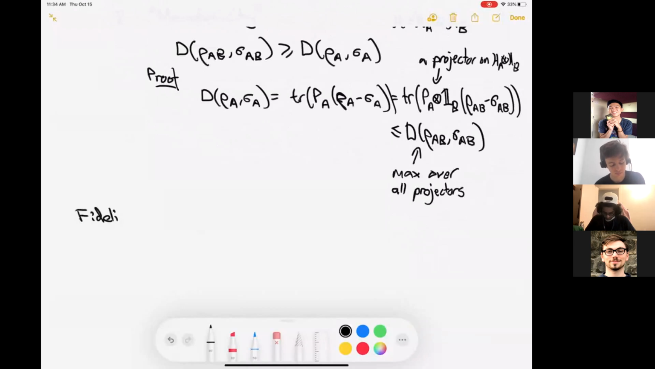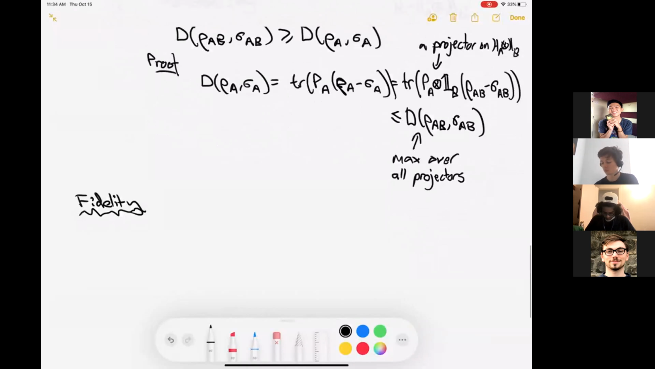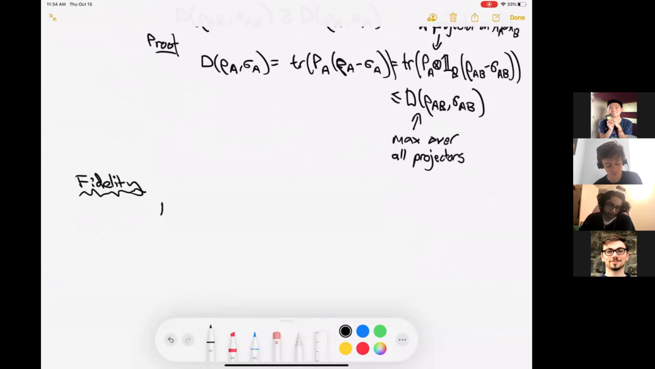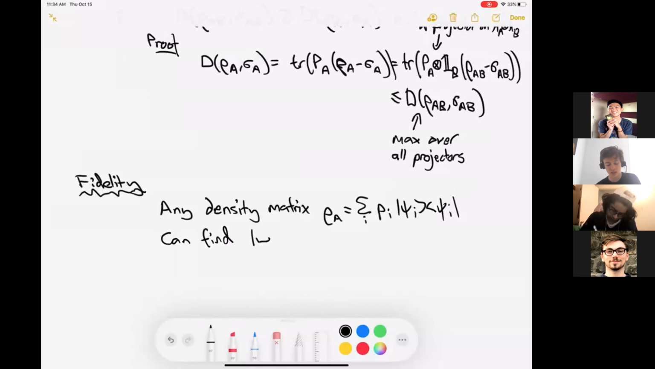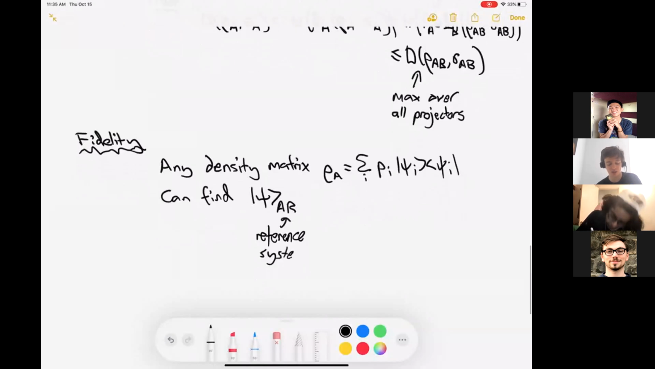Okay, so our second definition is going to be the fidelity. And that starts from the following observation. If we have any density matrix rho, which can be written as a sum over i of p_i |psi_i><psi_i|, then we can find some pure state psi on A and R. R here is sometimes called a reference system. It's just an extra Hilbert space we've added in for mathematical reasons, such that rho_A is just the trace over R of the pure state psi.